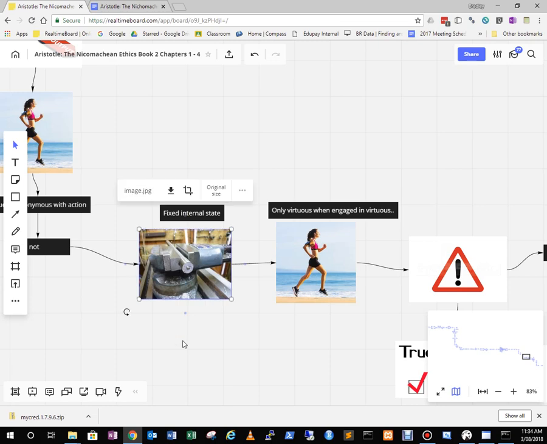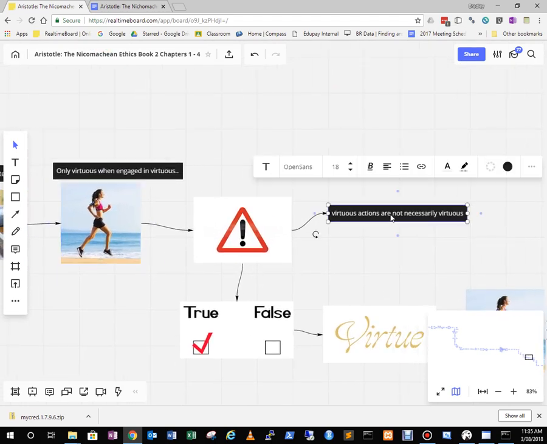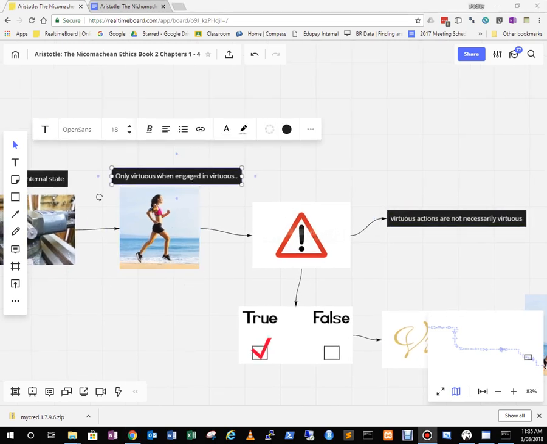It's not a fixed internal state, some people can argue. It's only virtuous when engaged in virtuous activity. And that means virtuous actions are a little false. That's what he's worried about. Take a note.